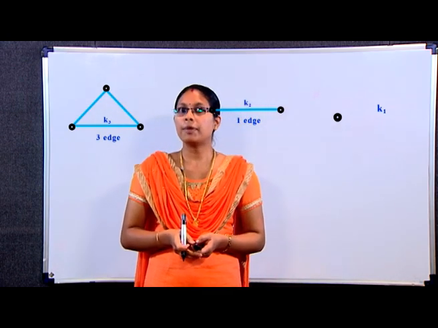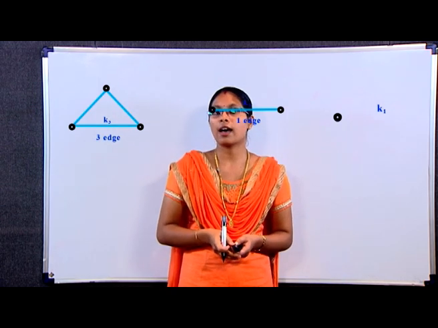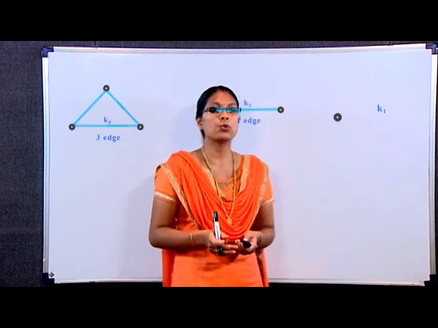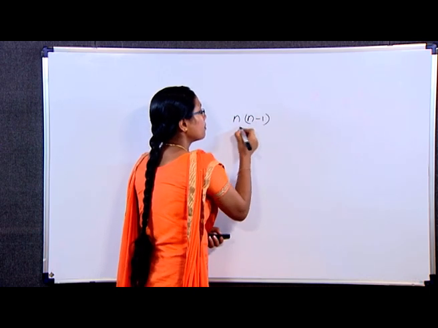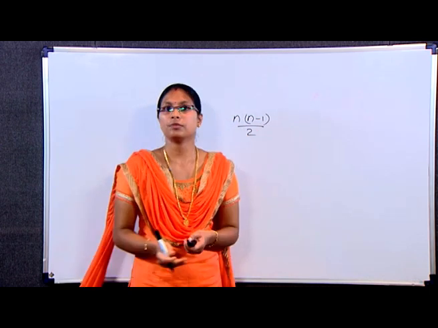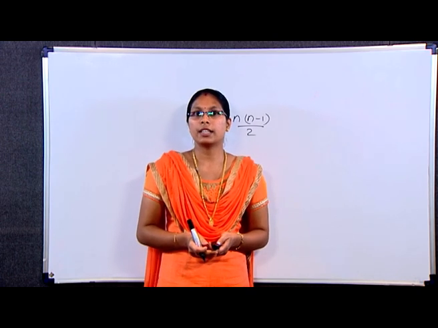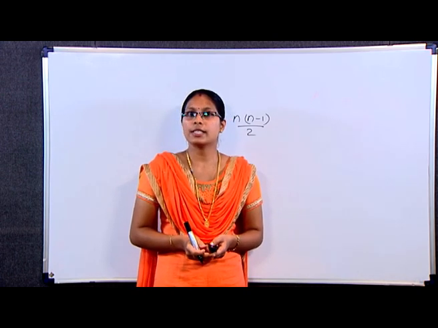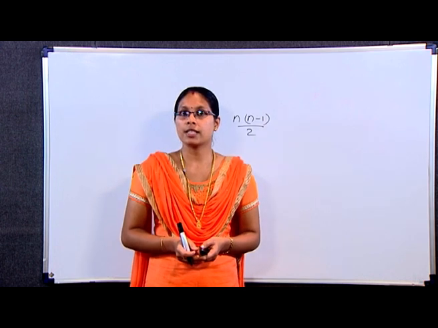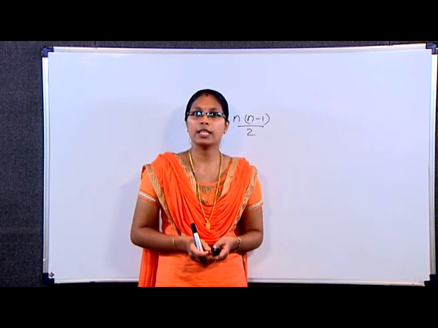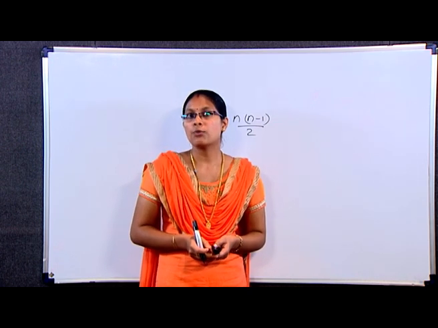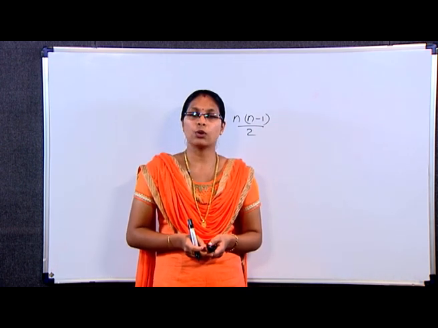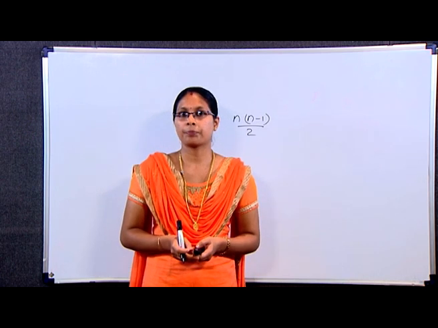Next, the complete graph on n vertices has n times n minus 1 divided by 2 edges. Since each vertex is adjacent to the other n minus 1 vertices, there are a total of n times n minus 1 edges, but we divide by 2 since the edge ViVj equals VjVi.